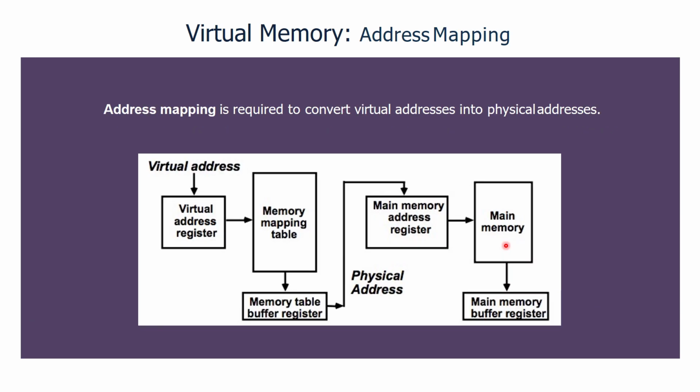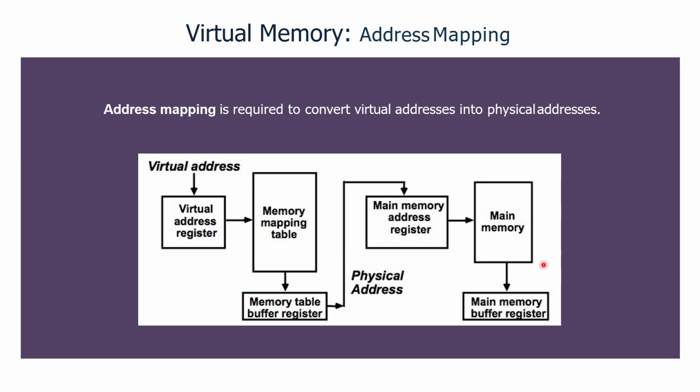Let's move ahead. What is address mapping? We have to convert our virtual address into the main memory address, fetch it, and get the work done through the main memory. This is the way to do it. Initially, when we have the virtual address, we check the virtual address register for the memory mapping table. When we reach the memory mapping table, we get the value of the memory table buffer register. Then moving ahead, we get the main memory address register through the physical address, and then the main memory. You will see an example later on.